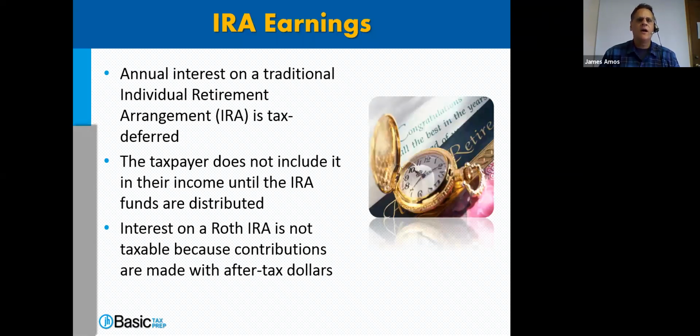A Roth IRA is not that way. You're not going to get a tax break on it. It's because it's all done with after-tax dollars and you're not going to ask on the return to get a tax break for it now. But what's the benefit of a Roth IRA? I told you earlier, when you get the money back, you're also not going to get taxed on any of it, including the interest.